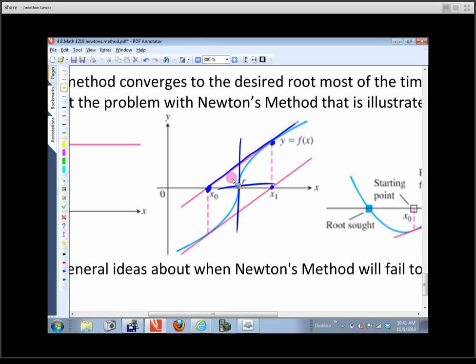It wouldn't, it depends. It depends on what the function was and what your guess was. It might find it sometimes. You've got to be careful if you've got a function where the derivative doesn't exist, or where it equals 0.